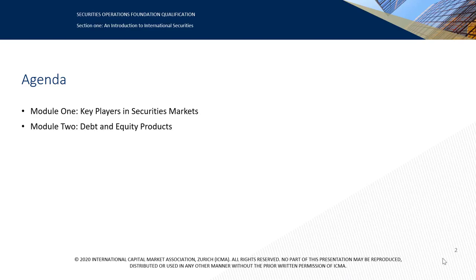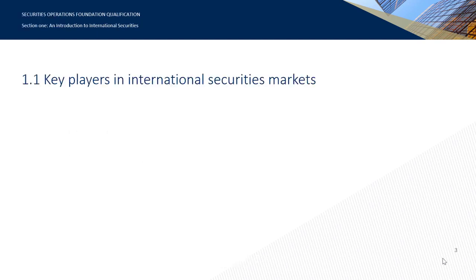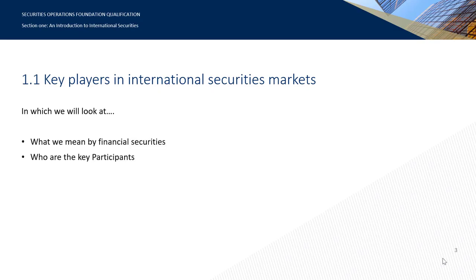In Module 2, we'll take a closer look at debt and equity products. In Module 3, the primary market, and in Module 4, the secondary market. In this module, we will be looking at the international securities markets. We will start by defining what are financial securities. Then we will move on to discuss the market participants, the issuers, investors, and intermediaries.